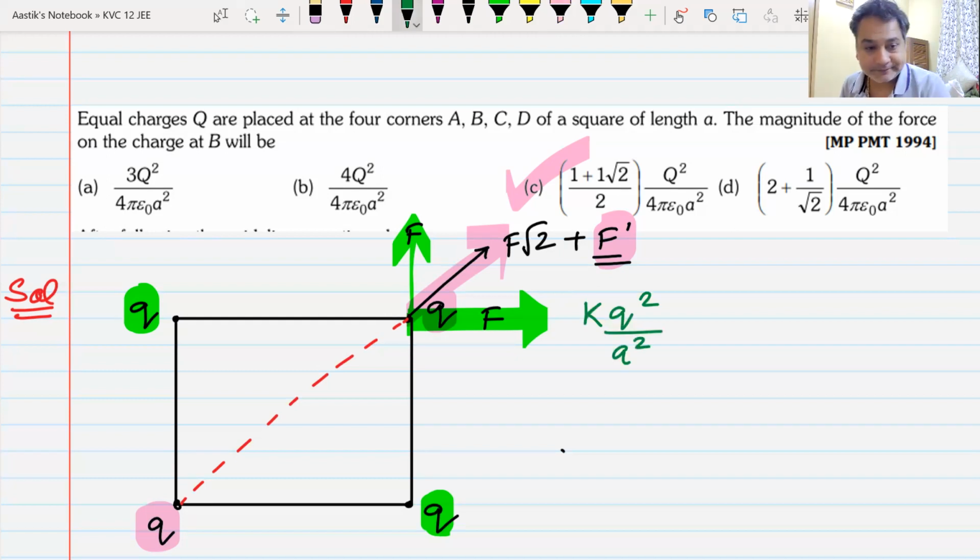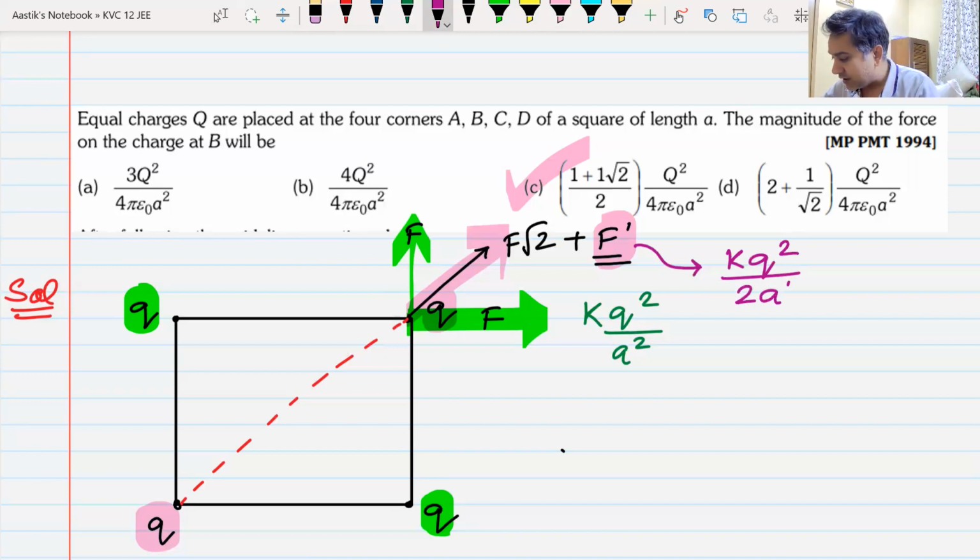Yes or no? Yes, sir. What will be the value of this F dash, which the other charge on the other end is applying? It will be K Q square by root 2A whole square. Root 2A whole square becomes 2A square. Yes or no? You multiply the green force by root 2 and add the other force. You will end up with your answer. Everyone understands this? Yes or no? Yes, sir.